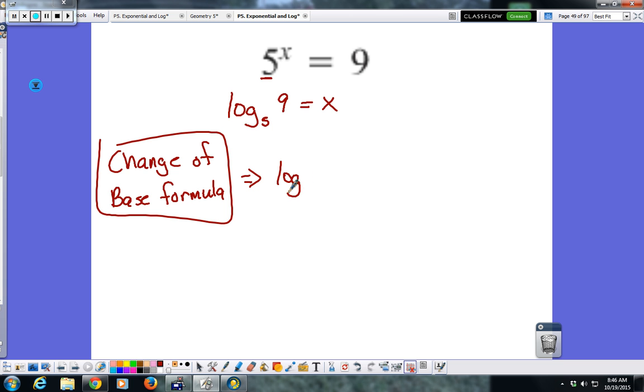Log base 5 of 9 can be rewritten. I don't want log base 5. I want log base 10. I want log base e. That is the only two that my calculator knows. So that's what I need, not log base 5.